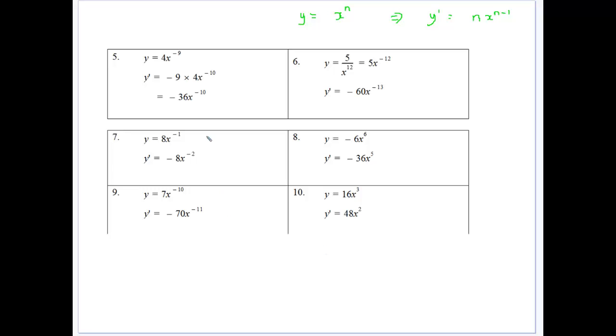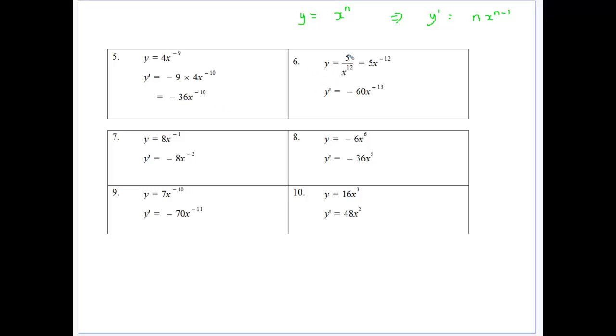So we're continuing with our derivative formula here. So we've got 4x to the power of minus 9. Again, we're going to use our function x to the power of n, which gives us the derivative of n times x to the power of n minus 1. So we bring our power down. Minus 9 is going to multiply by the 4. We subtract 1 from minus 9, which gives us minus 10. So it gives us minus 36x to the power of minus 10.